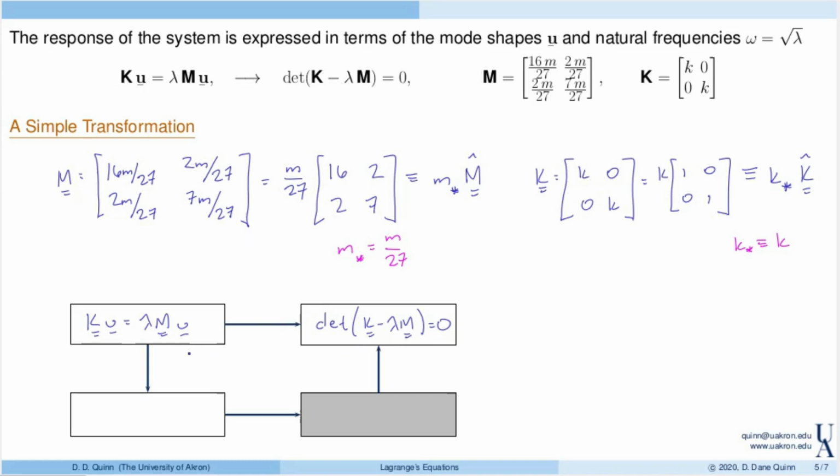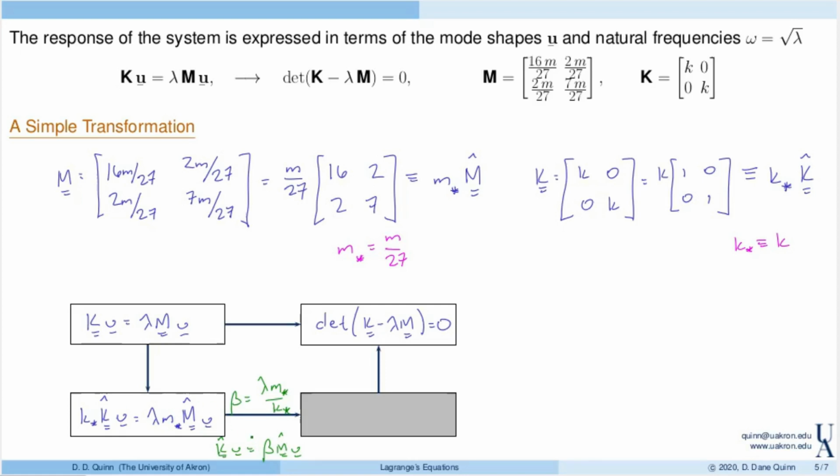So the way that I'll approach this is to make this substitution. Here, k star k hat u equals lambda m star m hat times u. So all I've done is just substituted in these new representations for the mass and stiffness. But when I do that, I would like to divide through everything by k star. And then I can identify a new parameter, beta, which is lambda m star divided by k star. And when I do that, my eigenvalue problem becomes k hat u equals beta m hat u, because lambda m over k is simply beta.